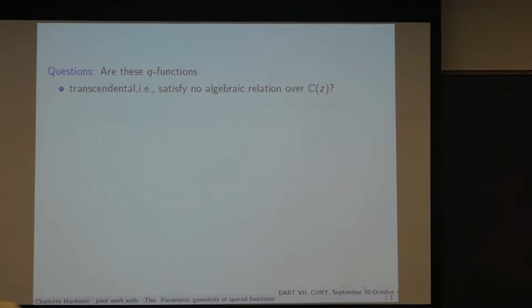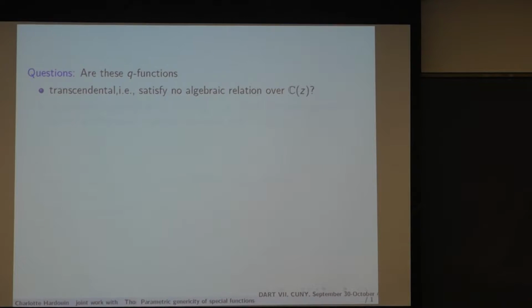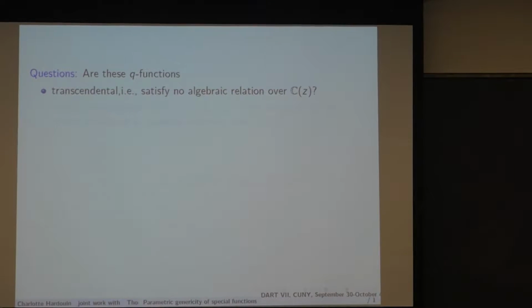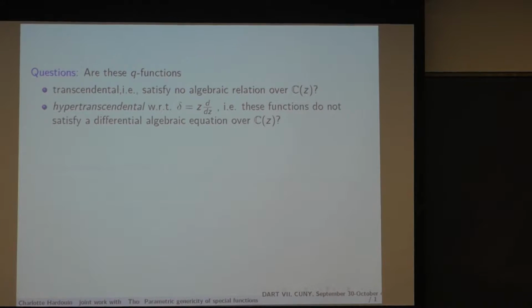And when they are transcendental, we want to say more about these functions, and I will be interested in two different kinds of additional information. So the first one, I will call it hypertranscendental with respect to the derivation. That is, I will wonder if my Q function can satisfy a differential algebraic equation over C of z.